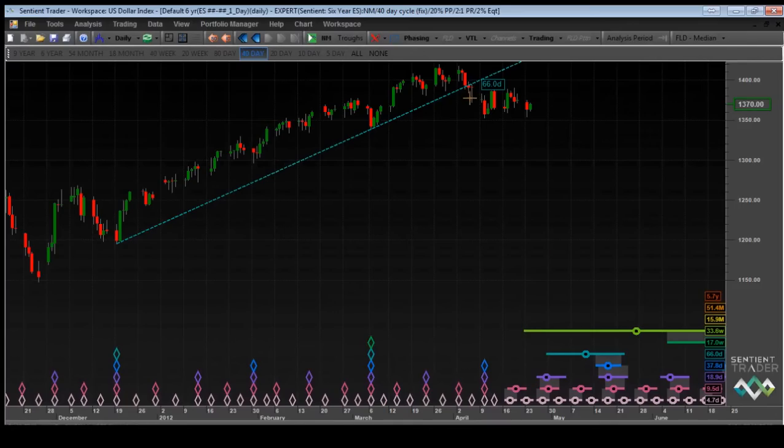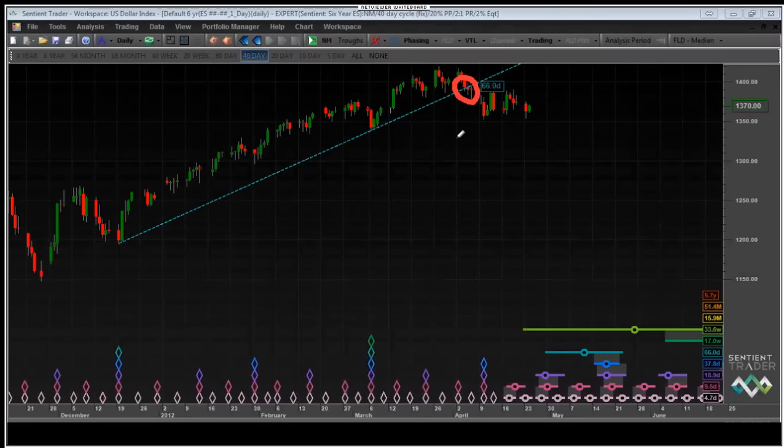A peak. And here is that evidence. The 80-day cycle VTL, which is that thin blue line that I've just plotted on the chart there, was crossed by price, as you can see very clearly and very firmly. It was crossed by price in the first week of April.